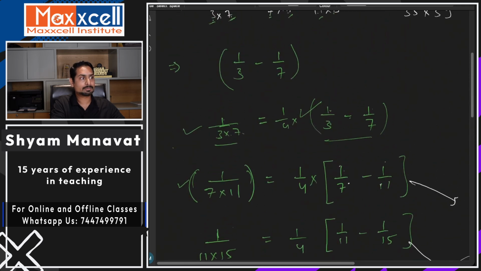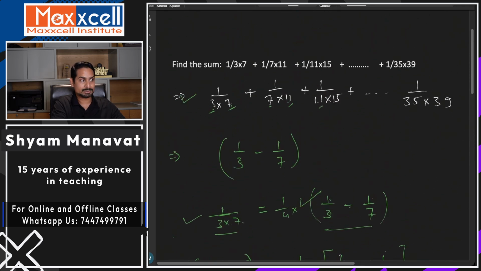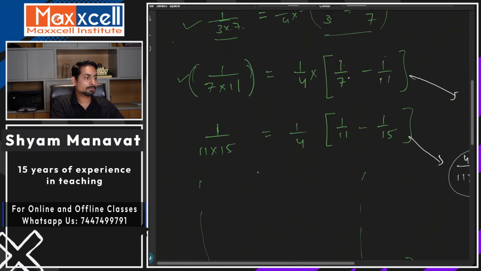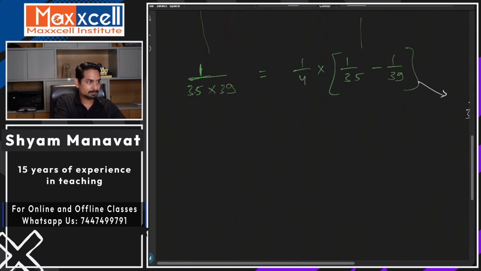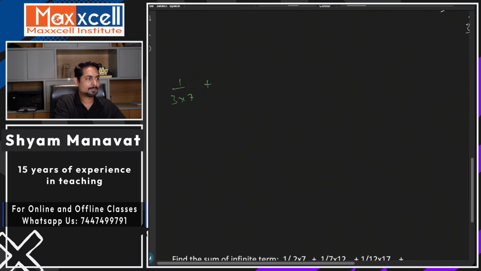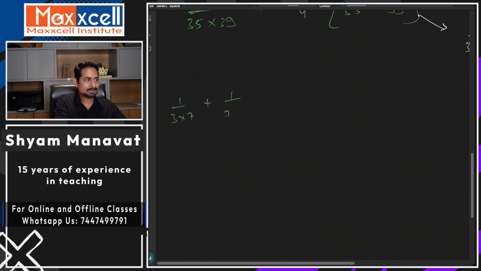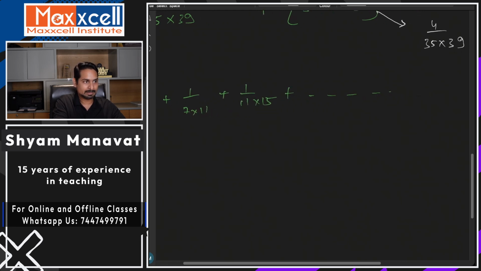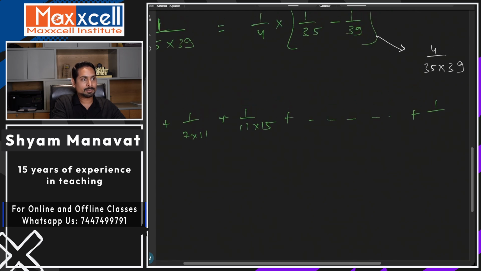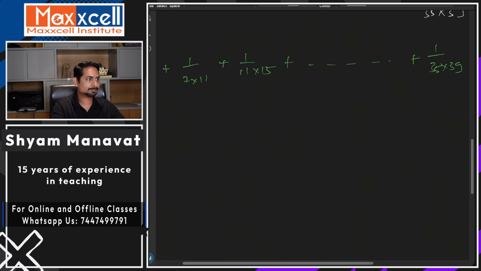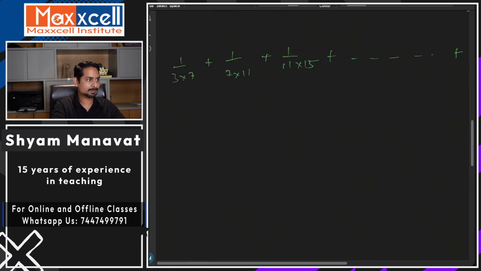How will this be useful to solve such a progression? If you write this progression again, it was 1 upon 3 into 7 plus 1 upon 7 into 11 plus 1 upon 11 into 15 and so on. The last one is 1 upon 35 into 39. Correct? That's the question. Do you agree with it? Okay. Now see.